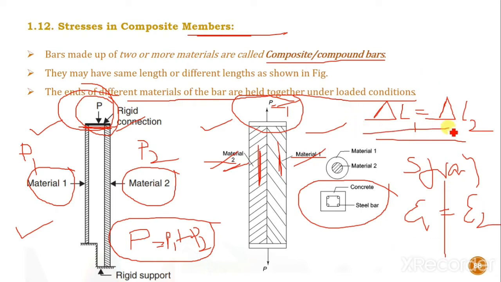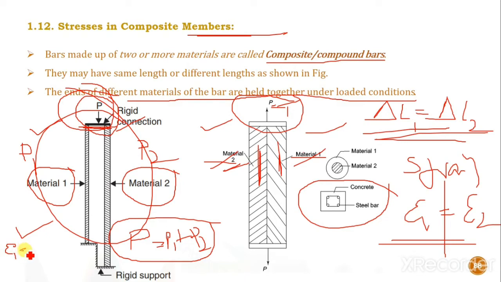Even if this change in length is equal, the strain may not be equal in all the cases. For example, as you see in this first figure over here, epsilon 1 is equal to delta L1 by L1, and the second one is delta L2 by L2, isn't it?